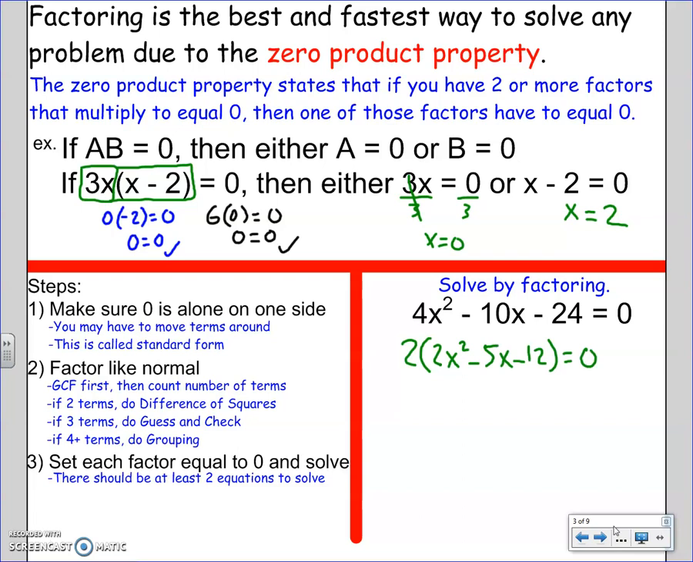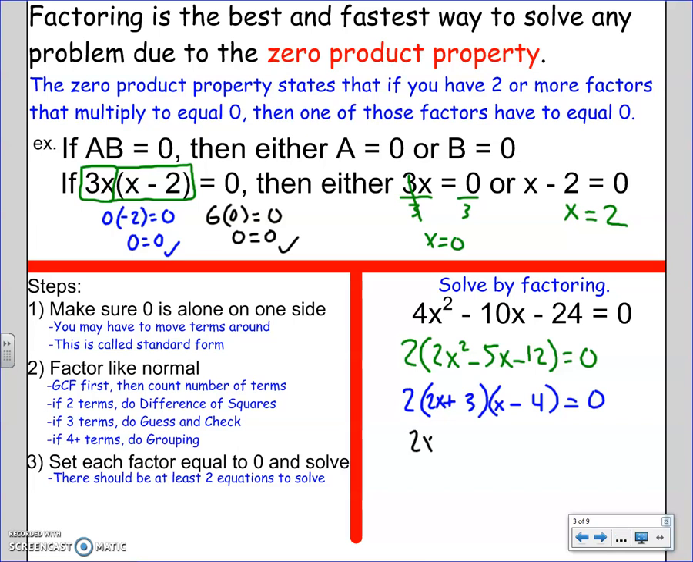After I GCF, I count. There's 3 terms. That means I should do guess and check. Don't forget the GCF out there. When I guess this, I should guess 2x and 1x for the left side. And for 12, it's 3 and 4. If I do 3 and 4, that gives me 8x for the O, 3x for the I. Can 8 and 3 make 5? Yes. I need a -5, so the 8 is negative, and the 3 is positive. Check the sign of L. Positive times negative is negative. We're good.